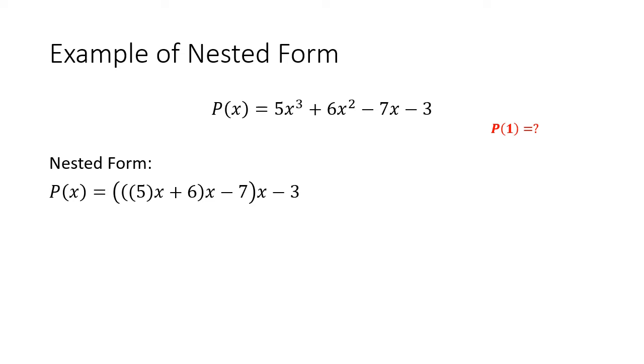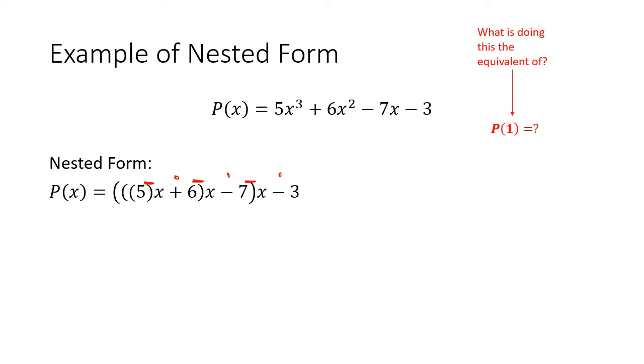And so nested form boils everything down to really simple math. There's just multiplication, so this would be 5 times x, 6 times x, 7 times x, and then there's just addition, subtraction, and subtraction involved. There's nothing going on here. Of course, we follow the order of operations, but there's no exponents, and this is really helpful.